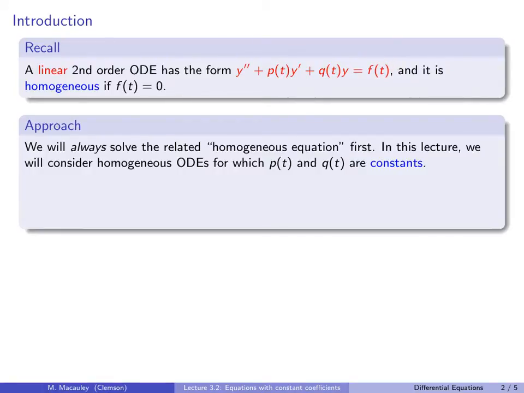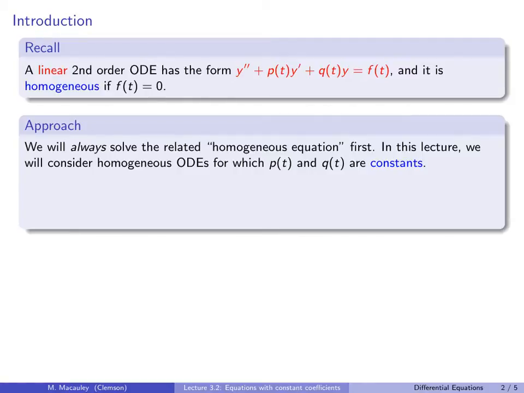So, as we did with first-order ODEs, and as we mentioned in the previous lecture, we will always solve the related homogeneous equation first, meaning even if this is not 0, we will make it 0 and solve that first. But to start, in this lecture, we will only consider homogeneous ODEs, and moreover, we will only consider ODEs where these functions are actually constant. And that may seem like a big restriction, but it actually comes up in a lot of situations.